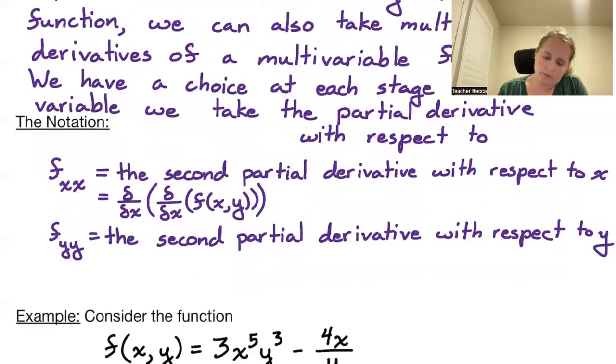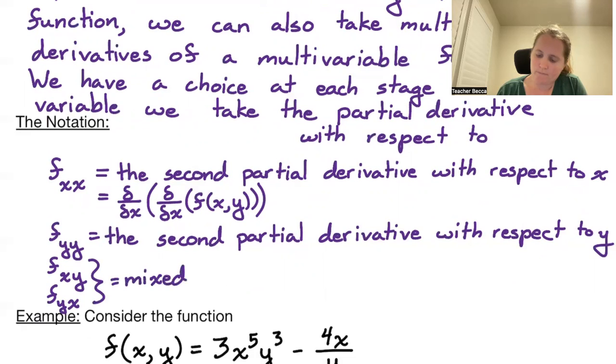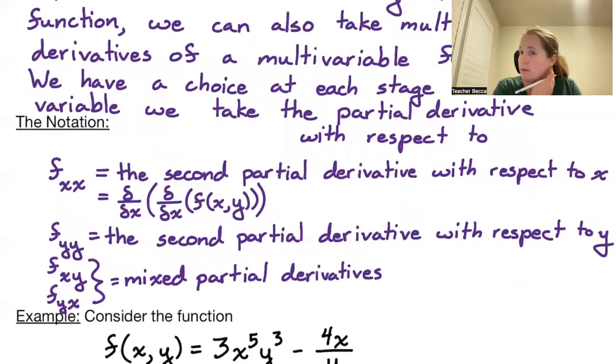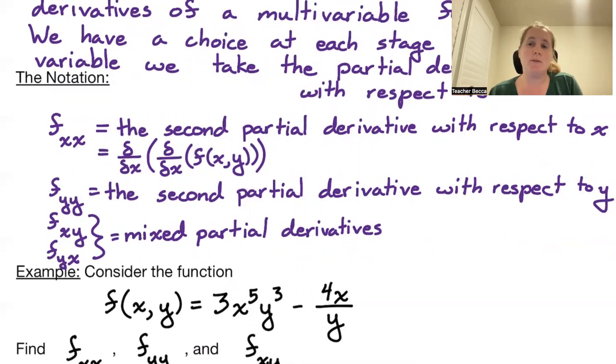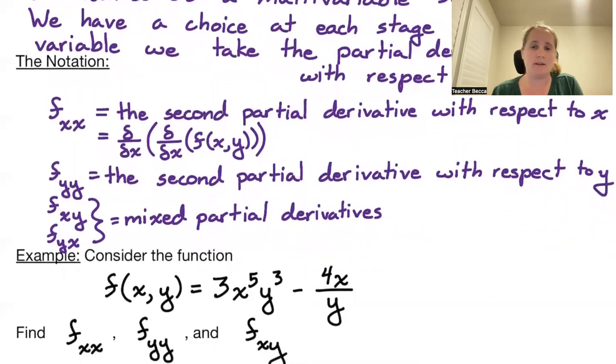And then we have fxy and fyx, which are both mixed partial derivatives. And it turns out that as long as these are continuous, they're equivalent to each other. So these are equal. It doesn't matter which partial you do first and which partial you do second.